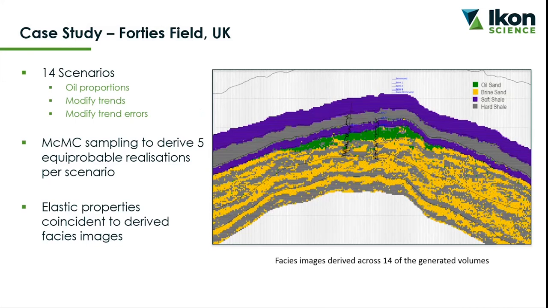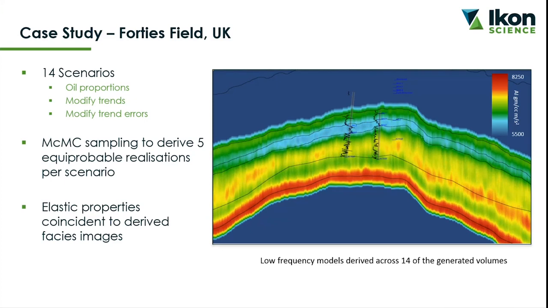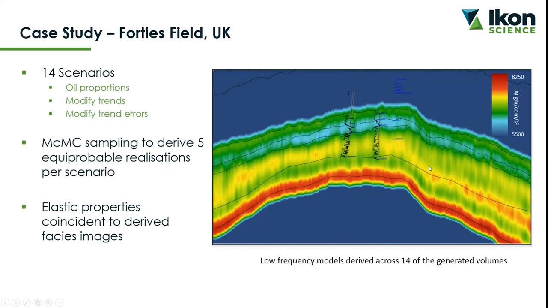For every single one of these facies models, we also have a corresponding set of elastic properties, and of course one of those is the low frequency model. So if we perform that same cycle, so these are all the same corresponding randomly selected cubes, we can start to see how much variability there is in the low frequencies. And of course, these low frequencies are being generated from the combination, the vertical configuration of facies cubes.